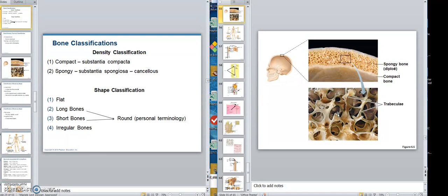Here's another thing I want you to remember. We said that bone is lightweight. So in areas where you do not need a lot of strength, you could use spongy bone. In areas where you do, you could use compact bone. Sometimes you'll have spongy bone, like in the skull, between two layers of compact.